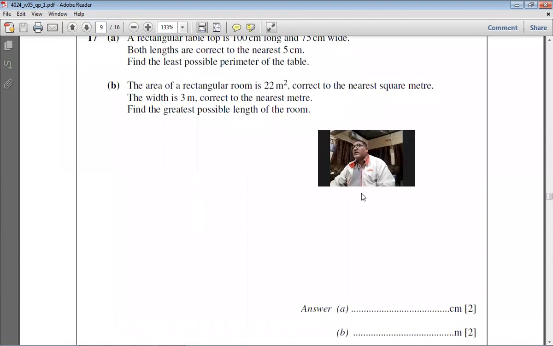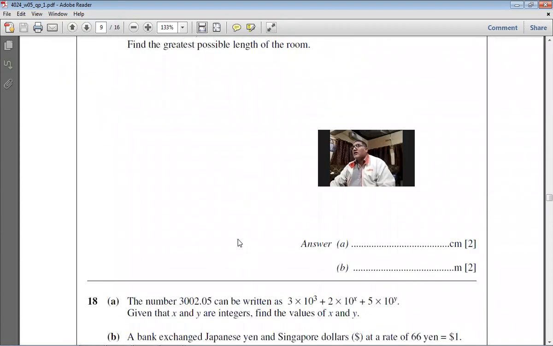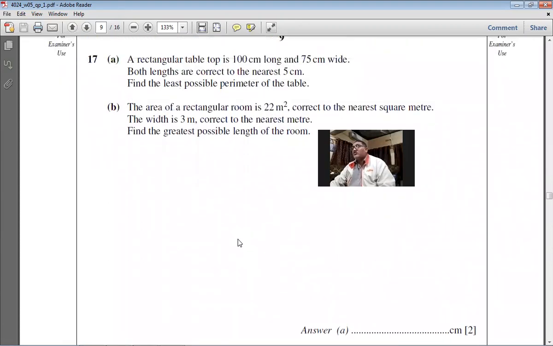Okay, so here we have another 4-mark question. Question number 17, it says, a rectangular tabletop is 100 centimeters long and 75 centimeters wide. Both lengths are correct to the nearest 5 centimeters.